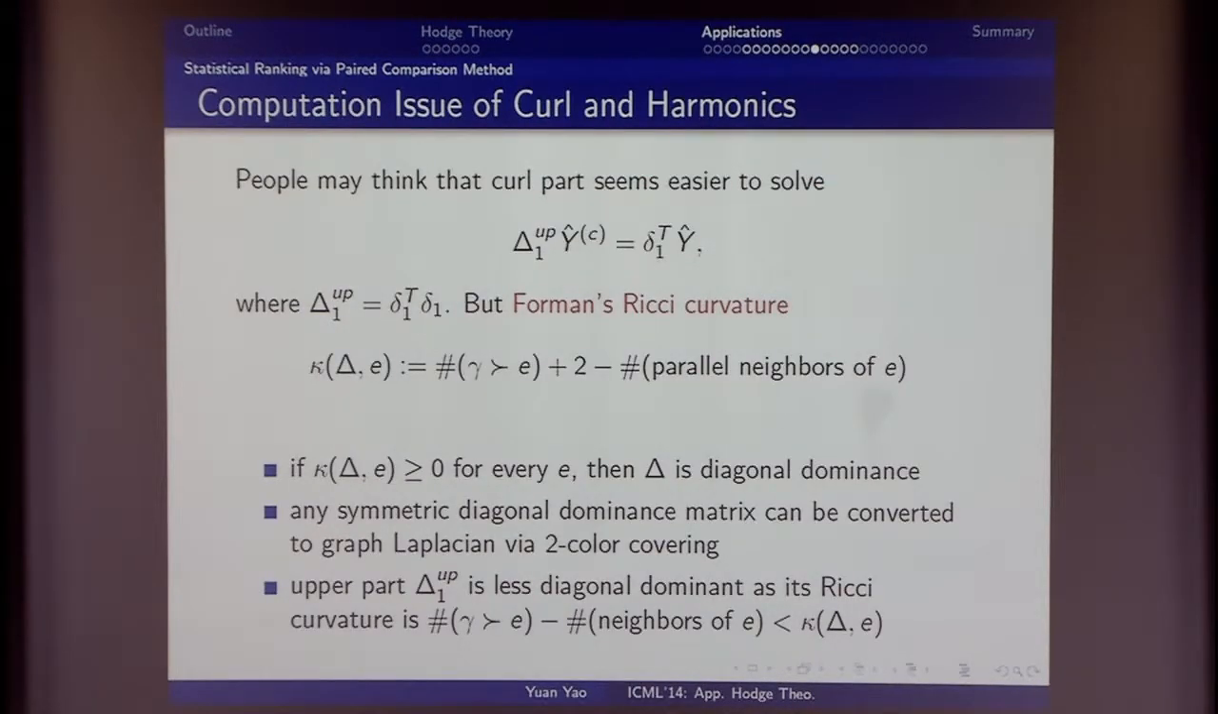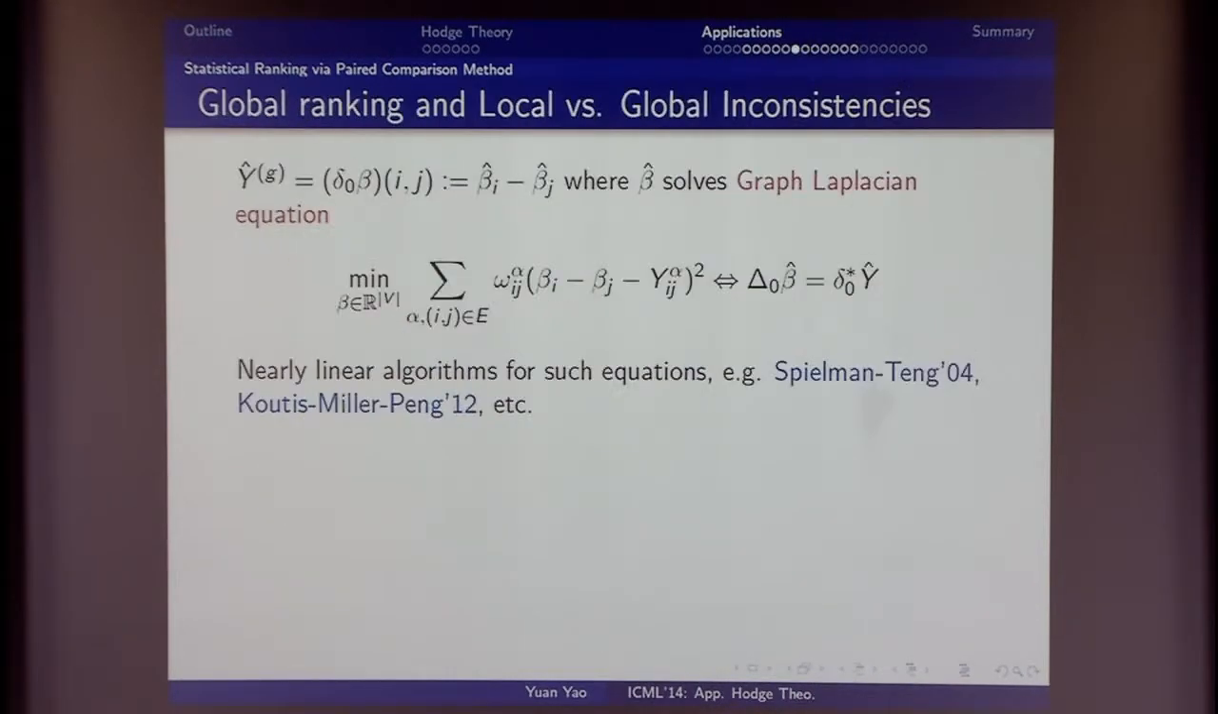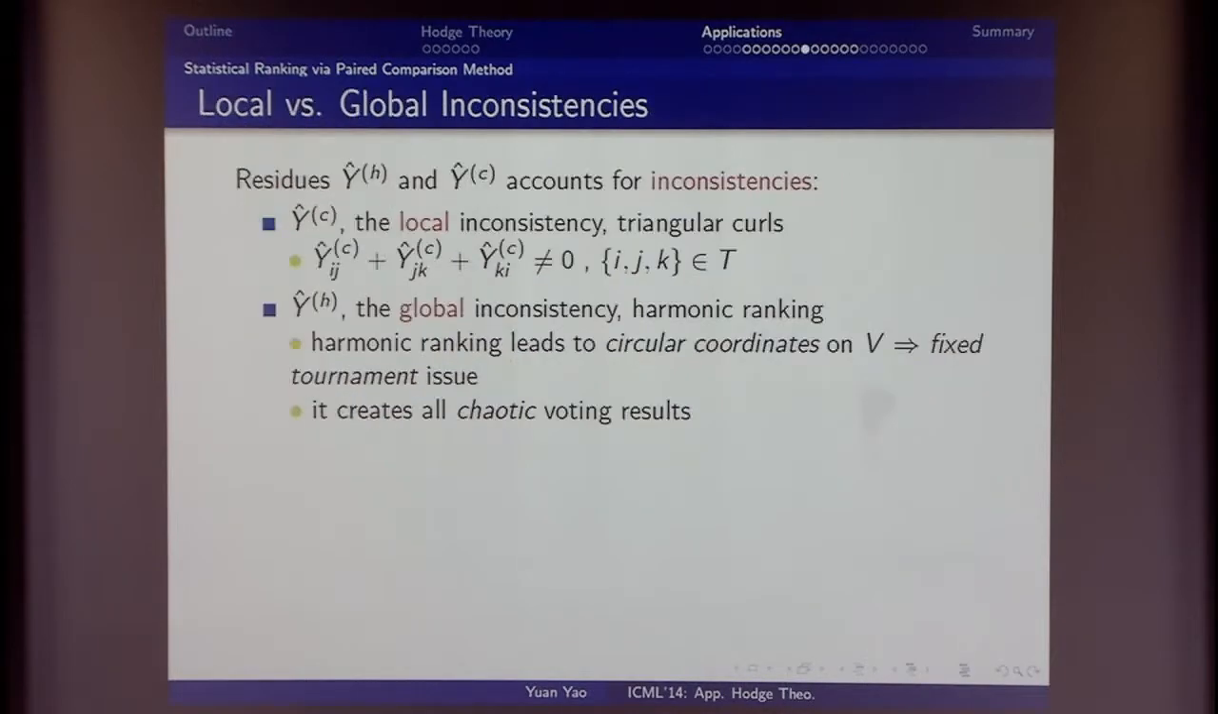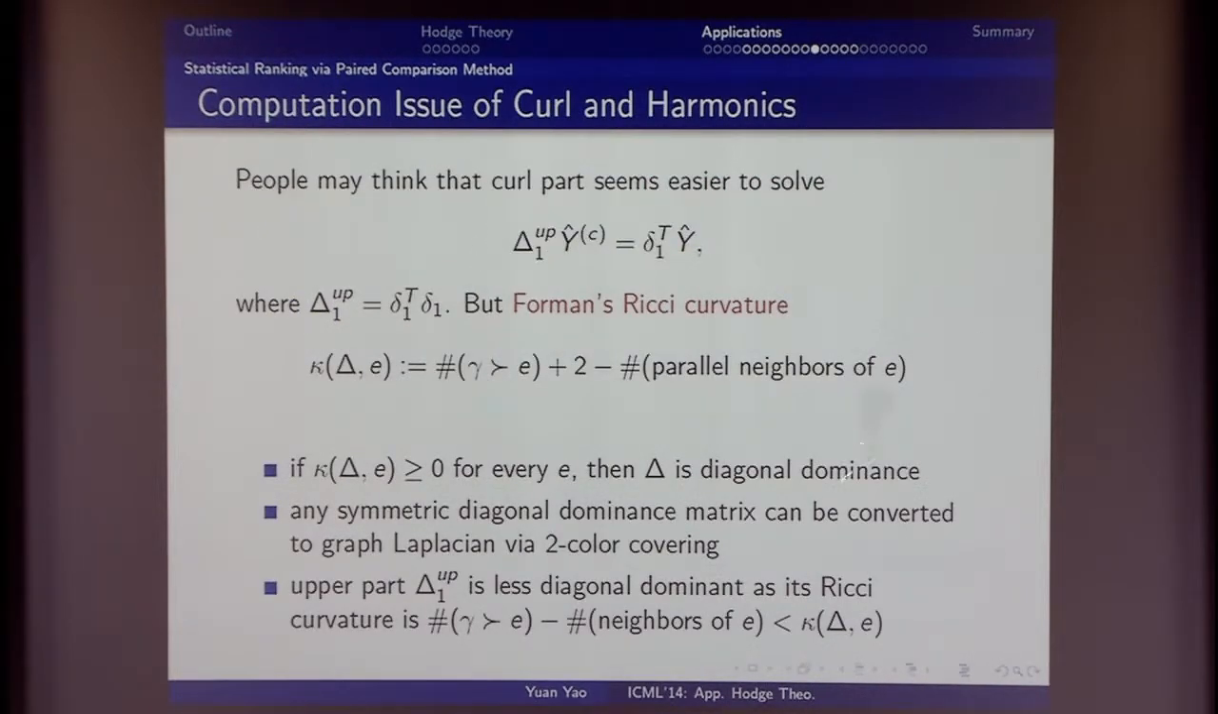But the question is how to compute them. People may think that the curl part seems easier to solve because every Hodge Laplacian has the upper one and the lower one, taught by Lek-Heng and Shmuel. And you can solve this upper one solely when you get the projection on the curl part. But the question is the upper part in terms of the Laplacian. This curl part equation is not that easy because it is far away from being diagonally dominant.